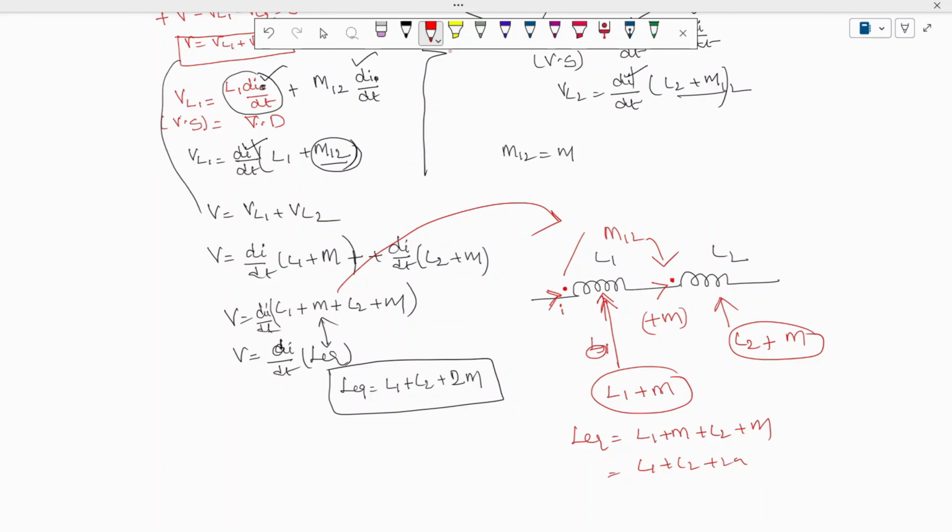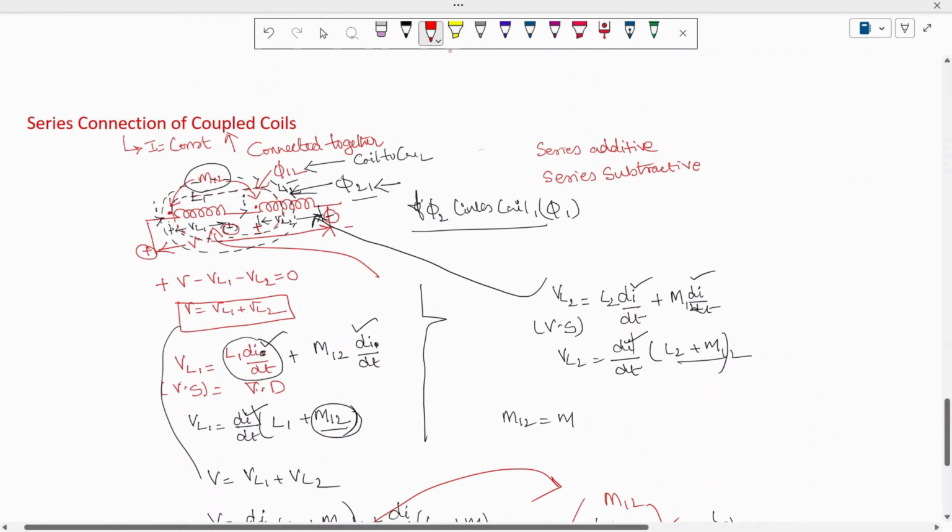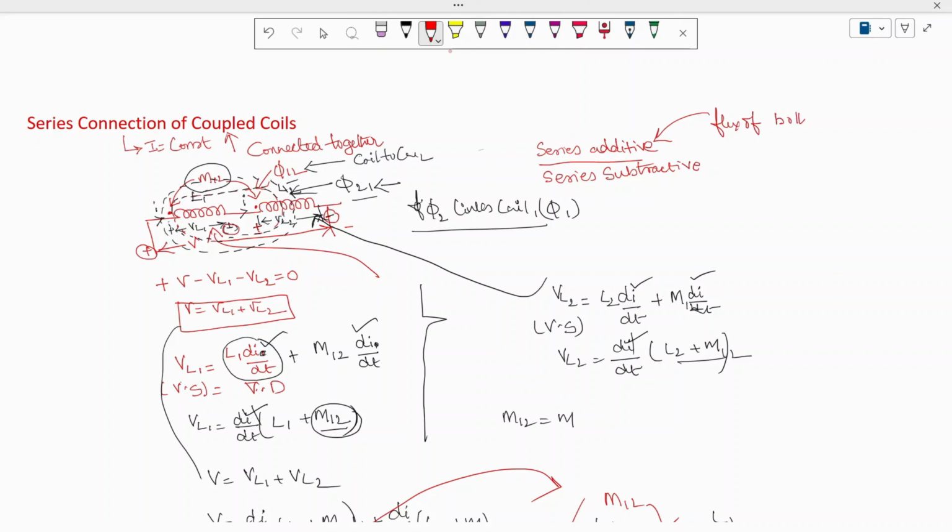So this is how we find out. This kind is called a series connection of coupled coils. Here the flux of both coils will add to each other. So in series additive, the flux of both coils will assist each other, or they will help each other.